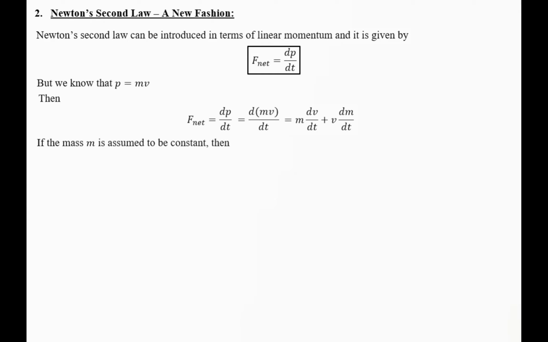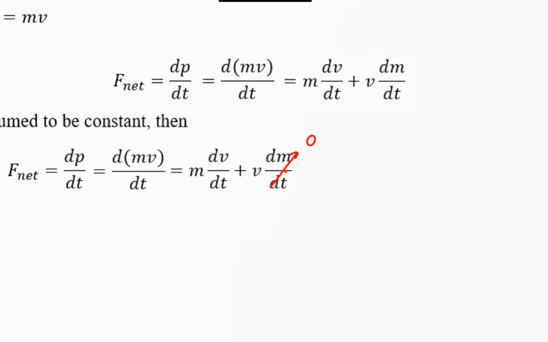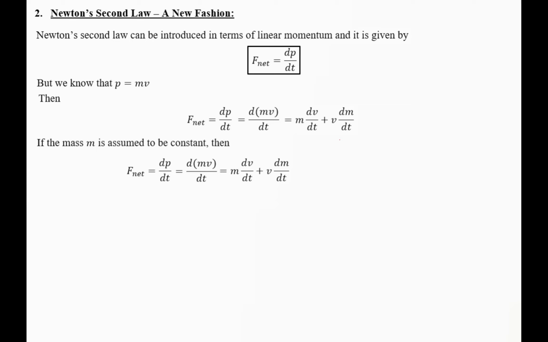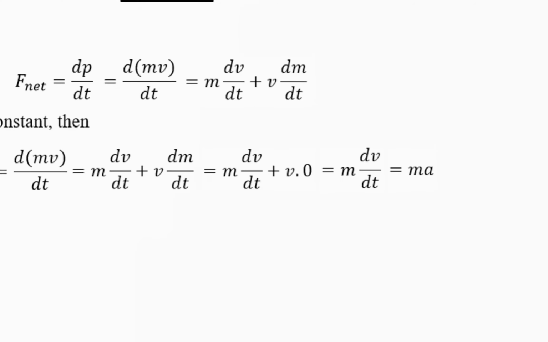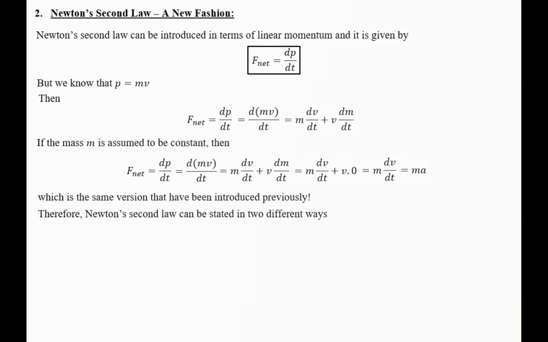If the mass m is assumed to be constant, and this is what we used to do in unit 2, we used to assume that the mass of the object is constant all the time, which means that this term ends up being 0, because the derivative of the mass with respect to time would be 0, and we're left with m multiplied by dv by dt. But we know from calculus that dv by dt is the acceleration. Then indeed again F net, which is defined by dp by dt, is ma, which is the same version that we have introduced previously.